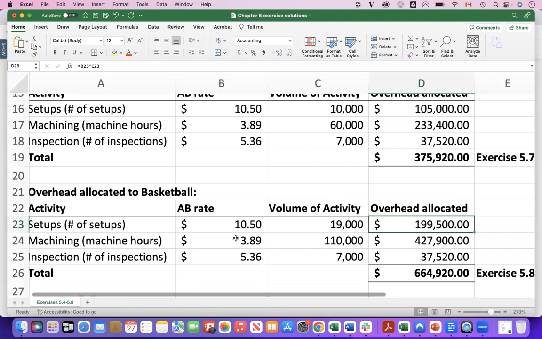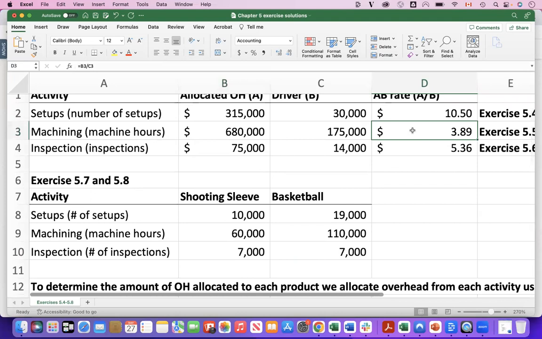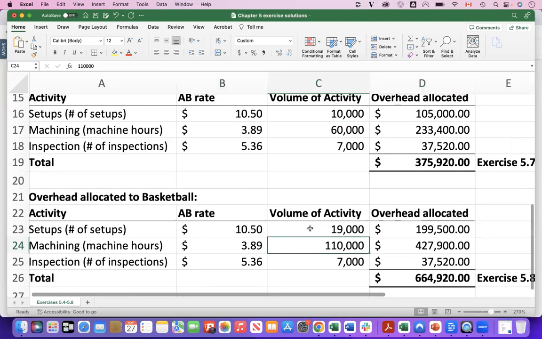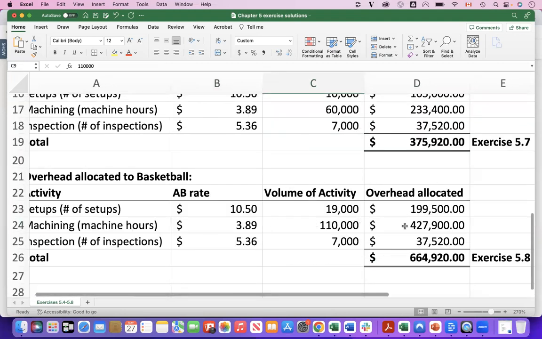For machining, we use the $3.89 per machine hour activity-based rate. Again, we calculated up here. I'm going to multiply that by the volume, the number of machine hours the basketball product line used, which was 110,000. So if I multiply the two, I'm going to allocate to it $427,900 in overhead.